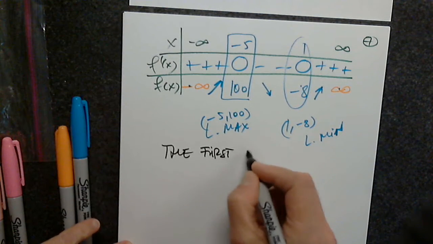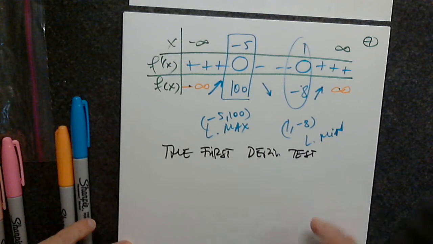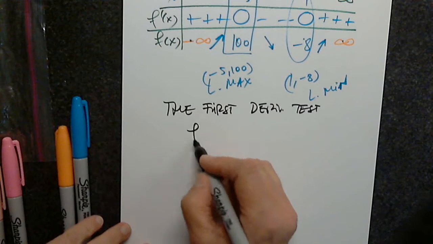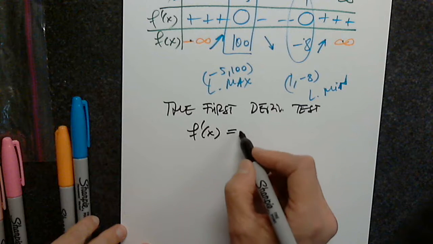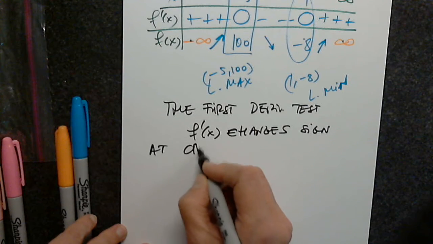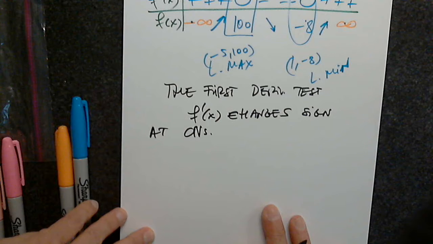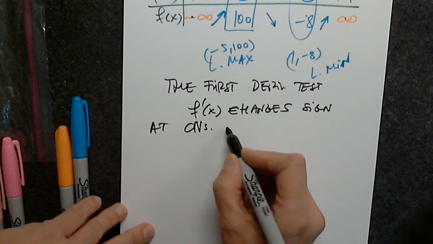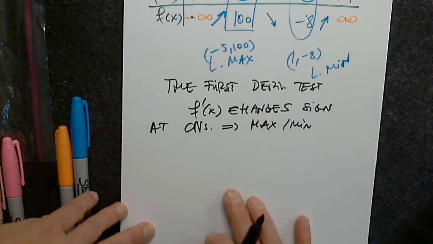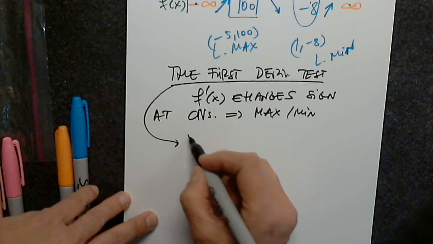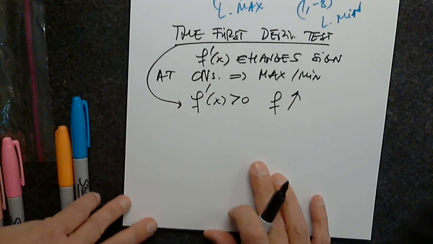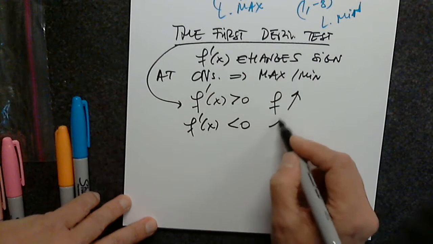The first derivative test. When f prime of x changes sign at critical numbers, those become max min. The first derivative test basically says when f prime of x is greater than 0, f is increasing. When f prime of x is less than 0, f is decreasing.